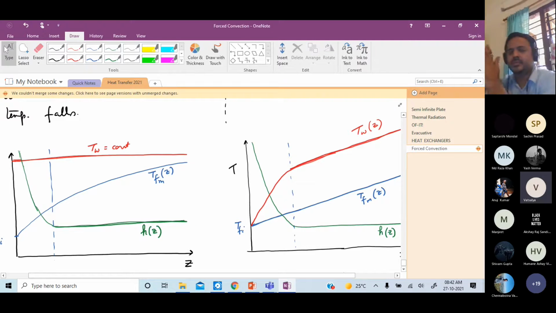So can you please explain the temperature of the wall in the developing flow for the isoflux wall condition? Okay. Yes.